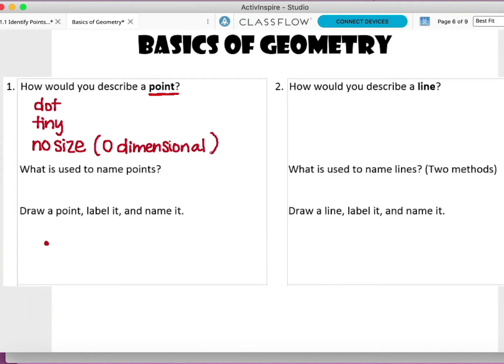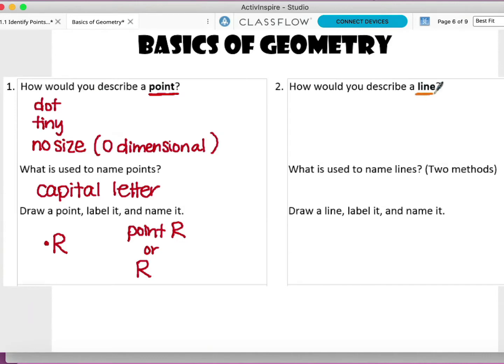And how do we name a point? Like, how would we decide that's that point and that's another point? We use a capital letter. So we just pick our favorite capital letter, and maybe this is point R. And so we drew a point, we labeled it as point R, and then we can name it point R. Or when we get a little more advanced, if you just see a capital letter, you'll know that they're talking about a point.